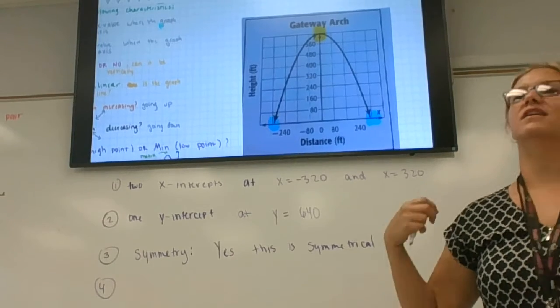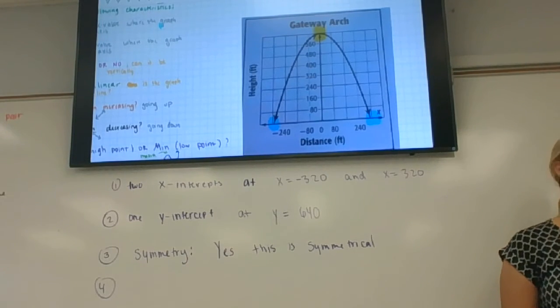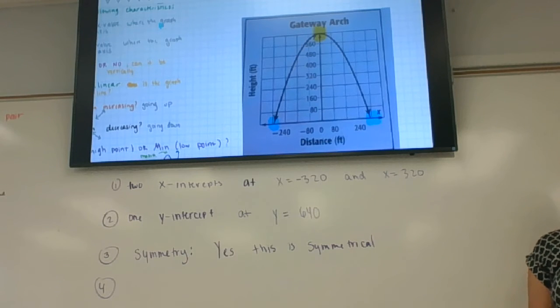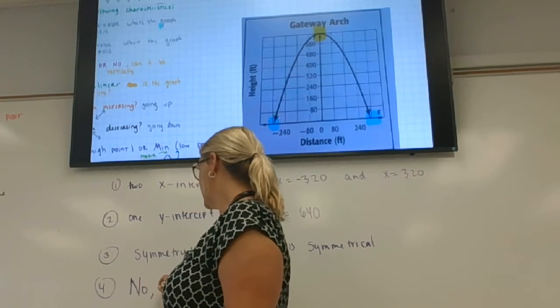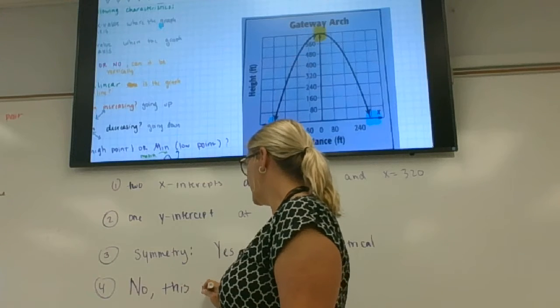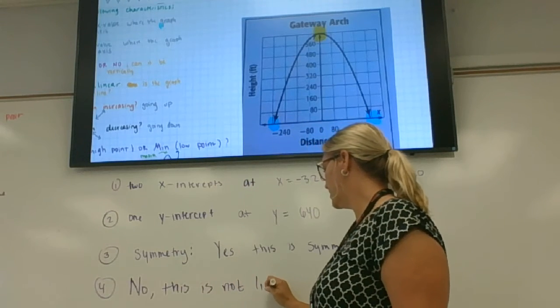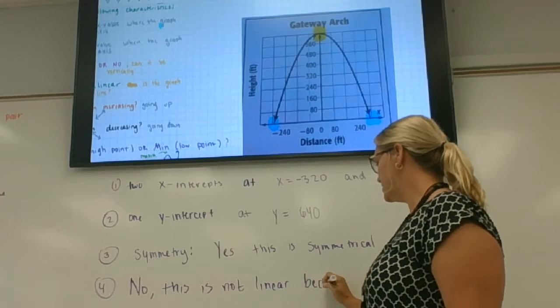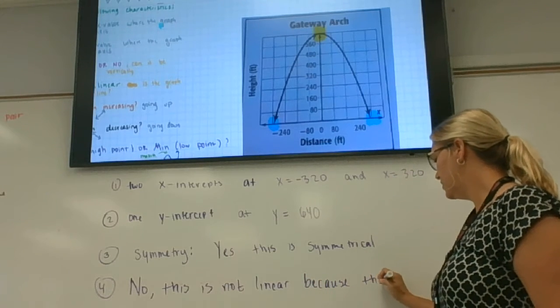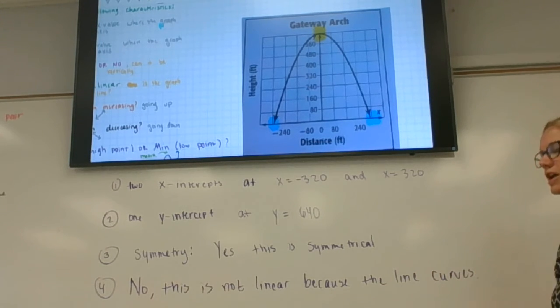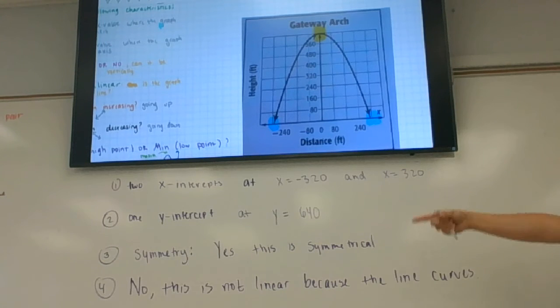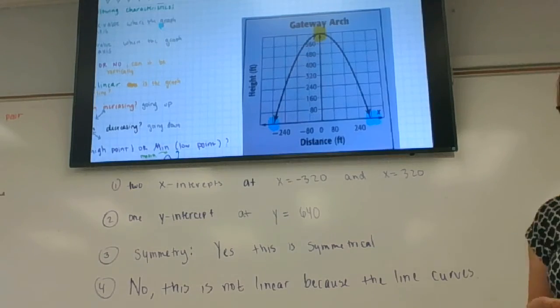Number 4. What's the 4th thing we're supposed to be looking at? Does this make a straight line? No. This is not linear, because the line curves. Linear means it's perfectly straight. There's not a curve in sight, so it's definitely not linear.